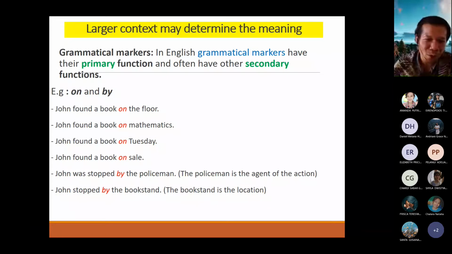Okay. And those two sentences also have the same preposition, by, but they have different meanings. For example, when you hear the sentence, John was stopped by the policeman, by here means the action is done by the actor, the agent of the action. But in the second sentence, John stopped by the bookstand, by means not the action, but the location. So this is the uniqueness of language.